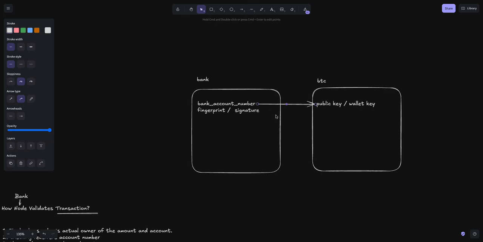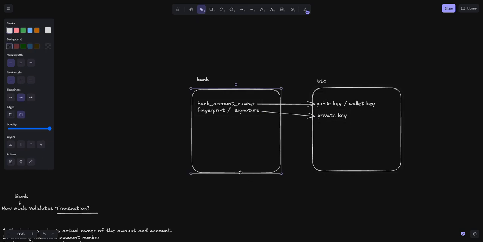Now, in a bank, you have a fingerprint and signature to show that you are the actual owner of this amount and this account. In BTC, we have something called a private key. I hope you got this comparison.